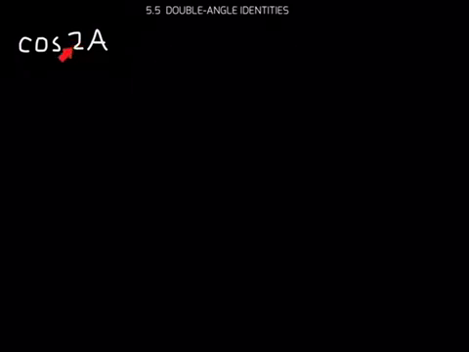Chapter 5, Section 5, we're going to derive our double angle identities. Let's start with cosine of 2a. This is a double angle because this is twice angle A. All right, so what is this equal to? To derive this, I'm going to have us consider writing this as cosine of a plus a. After all, a plus a is 2a.